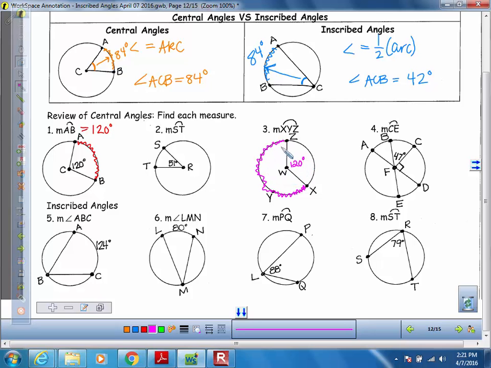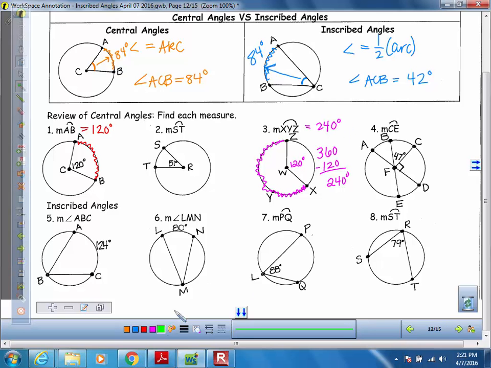So how would I find this arc? Yes. So we would subtract 120 from 360. So that arc measure would be 240.